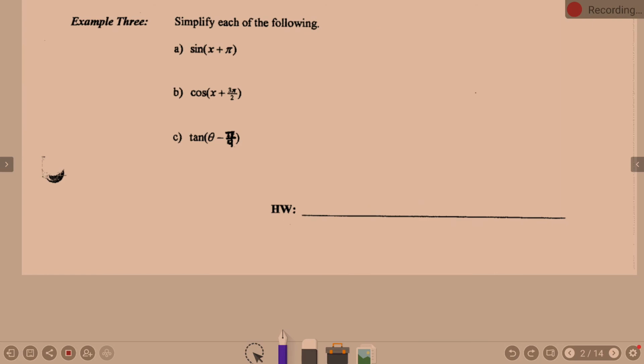Simplify each of the following. Obviously, the name of the game here is the sum and difference identities, right? So, sine of x plus pi. X is a variable, so that's just going to kind of carry over in our answer. However, pi is a number, isn't it? And pi is something we know something about. So let's see what we can do here.